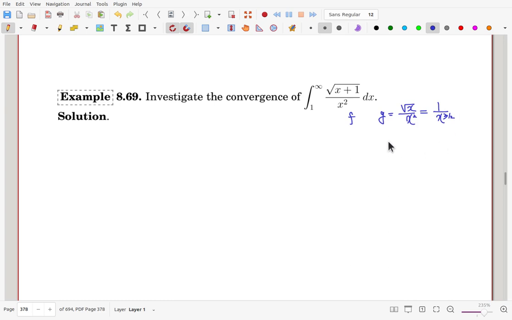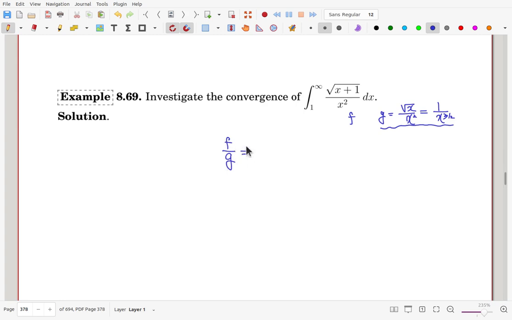Now, the integral of that g exists. We already know that if p in 1 over x to the p is larger than 1, then the integral converges. So now, by using the limit comparison, we can test the convergence of this one.